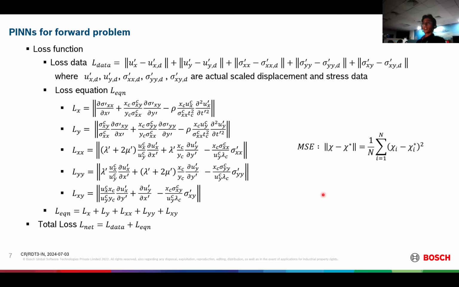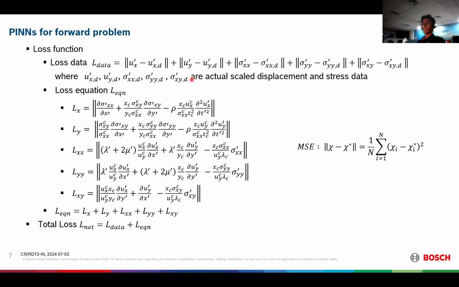And as we know already, for PINNs we have to consider the data loss and the equation loss. The data loss can come from the initial or boundary conditions and also the measurement data, and the equation loss comes from the governing equations. For the data loss, we have some reference data at some discrete locations. We compute the data loss for the displacement in X and Y, and also for the normal and shear stress, with this reference data.